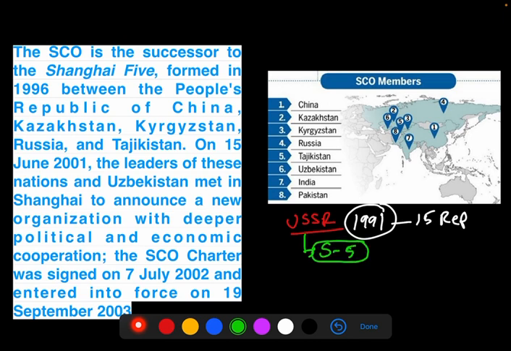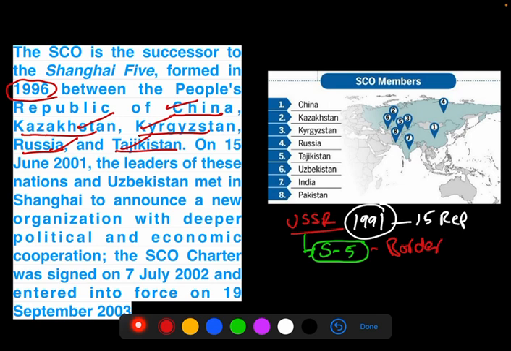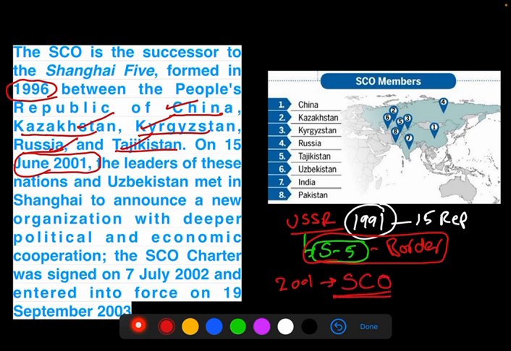Shanghai 5, an organization established in 1996, primarily aimed to resolve such border conflicts among the countries PRC China, Kazakhstan, Kyrgyzstan, Russia and Tajikistan. So these countries began their negotiations over the border issues under the title called Shanghai 5. Then they started to involve Uzbekistan from 2001, and from 2001 they called this group the Shanghai Cooperation Organization.